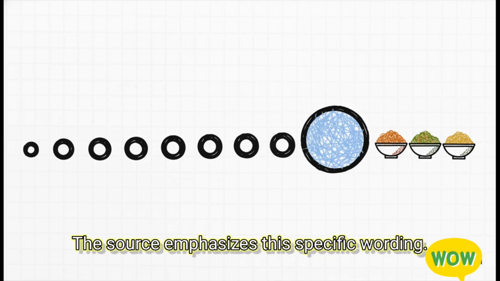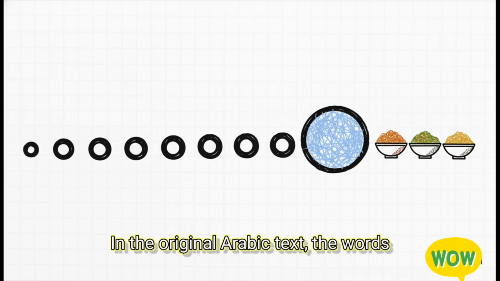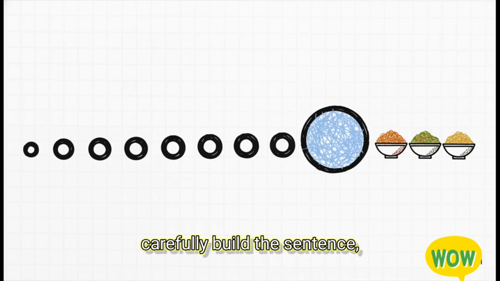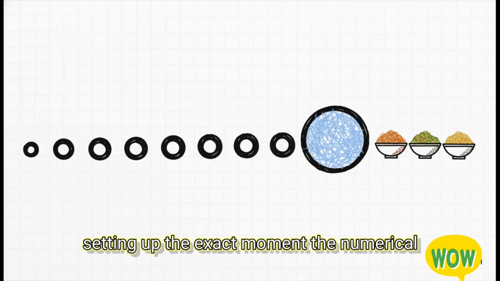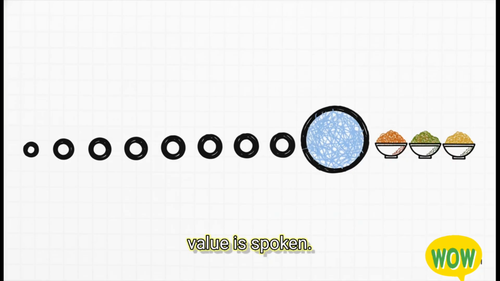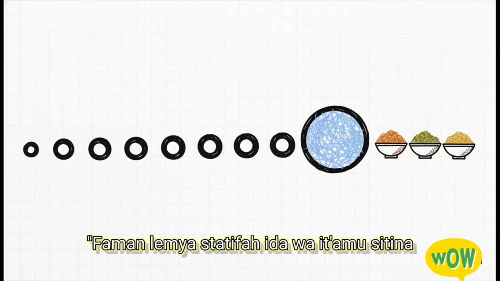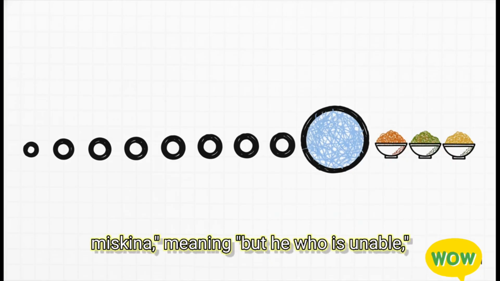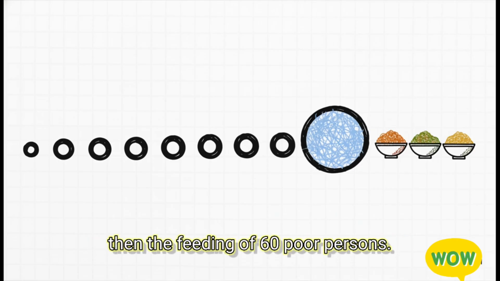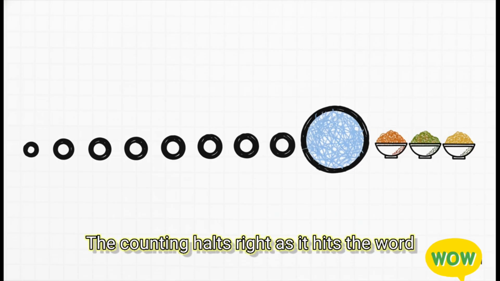The source emphasizes this specific wording. In the original Arabic text, the words carefully build the sentence, setting up the exact moment the numerical value is spoken. فَمَنْ لَمْ يَسْتَطِعْ فَإِيدَةٌ وَإِطْعَامُ سِتِّينَ مِسْكِينًا, meaning, but he who is unable, then the feeding of 60 poor persons. The counting halts right as it hits the word for 60.